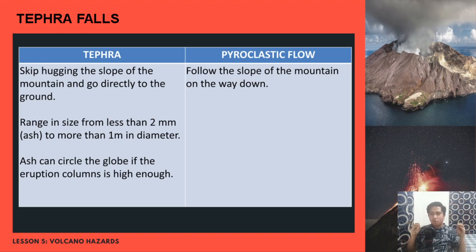In your pyroclastic flow, of course, there is a following of the slope of the volcano. So there is a leaking mechanism. Nagaftubod siya. Okay? And then your TEPHRA, of course, has the range of less than 2 millimeter ashes to more than 1 millimeter in diameter. And then ash can circle the globe if the eruption column is high enough. Okay, so ang iya nga ash can be mapalid, dasig mapalid ang imong aso sa imong TEPHRA compared with your pyroclastic flow which has the presence of a liquid material or your emulsions. Okay?